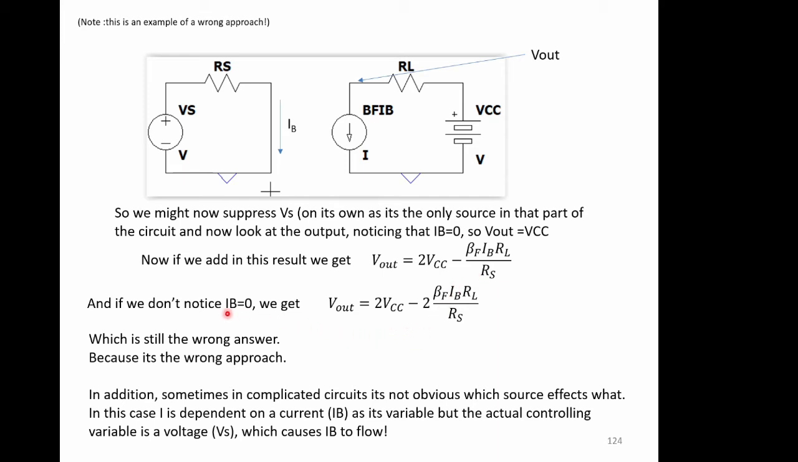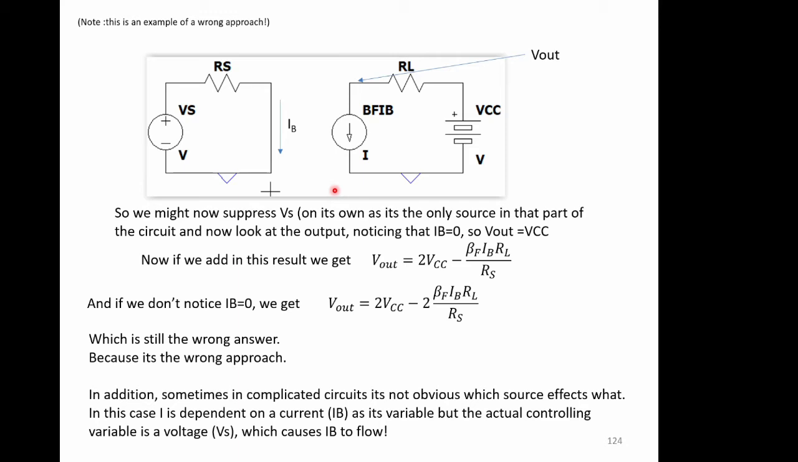And if we don't notice that IB equals 0 and follow the logic, we end up with Vout equals 2 VCC minus 2 of these terms. They're both wrong. It's the wrong approach, because we can't really separate these circuits out because they are intrinsically linked through this source.